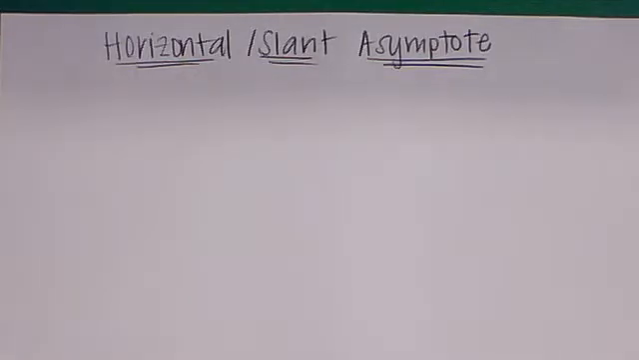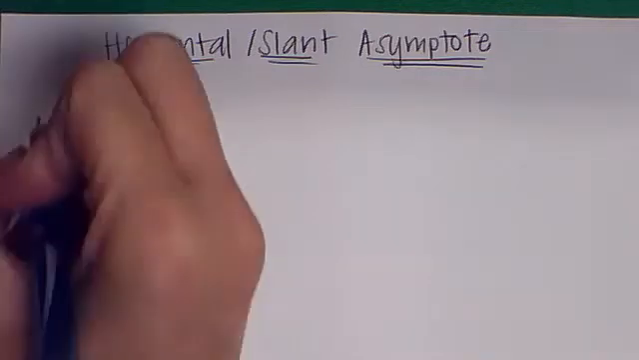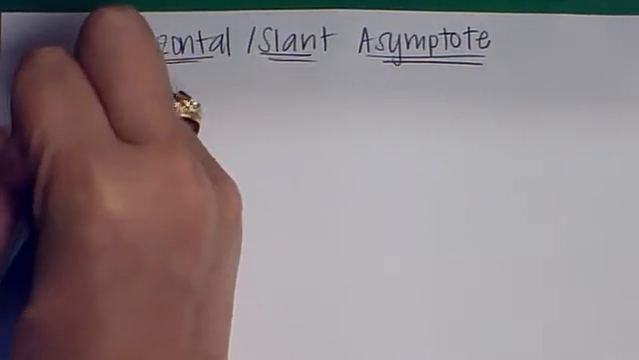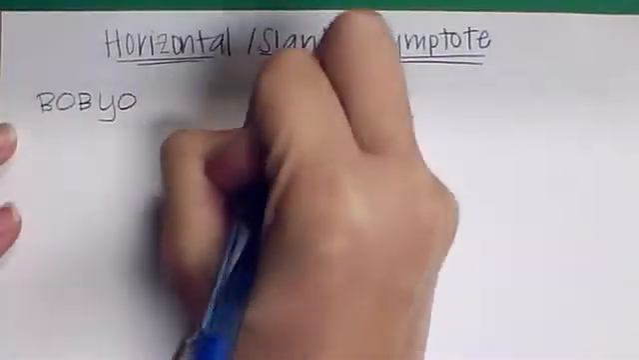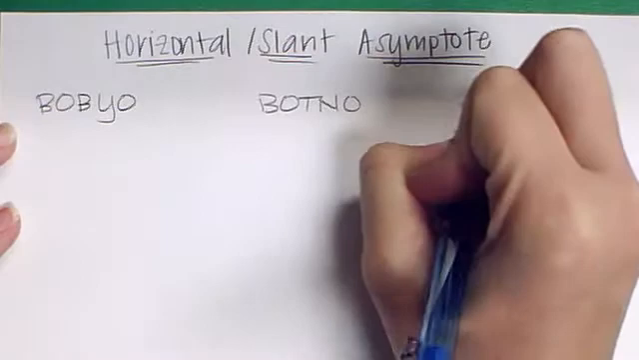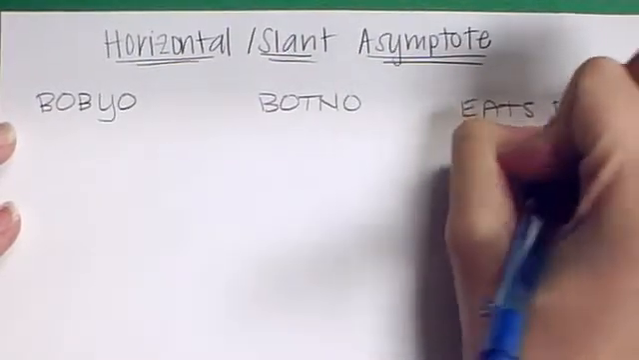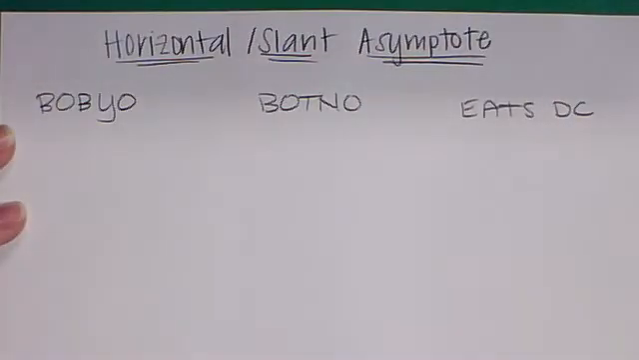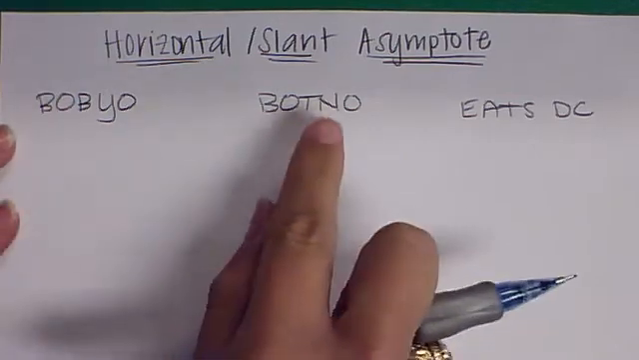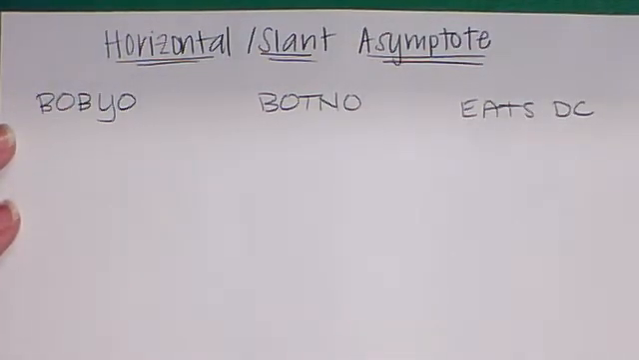Today in pre-cal we learned about horizontal and slant asymptotes. To be able to calculate these or figure out which one applies in a particular situation, it'll be easiest if you memorize this little saying, which is Bobbio, Botno, eats DC. It might seem a little bit silly at first, but I promise it will help you remember the three cases that might happen when you're trying to find your horizontal or slant asymptotes when referring to rational functions.